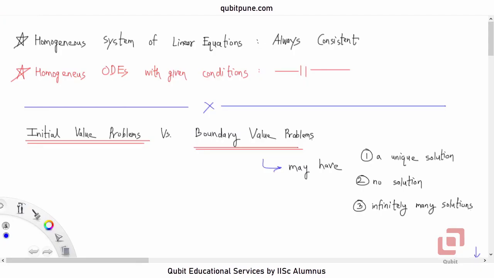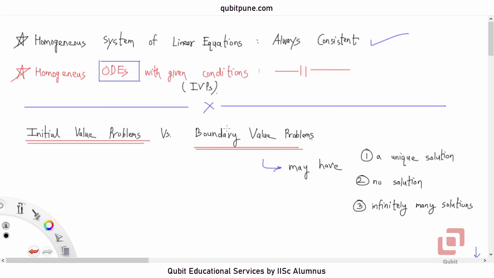Now, before I proceed, I would like you to recall the following fact from linear algebra, which told you that the homogeneous system of linear equations is always consistent. Correct? Because the trivial solution is always there. And the same thing can be said of homogeneous ordinary differential equations with given conditions. They are always consistent. Now in this case, when I say given conditions, I mean initial value problems.